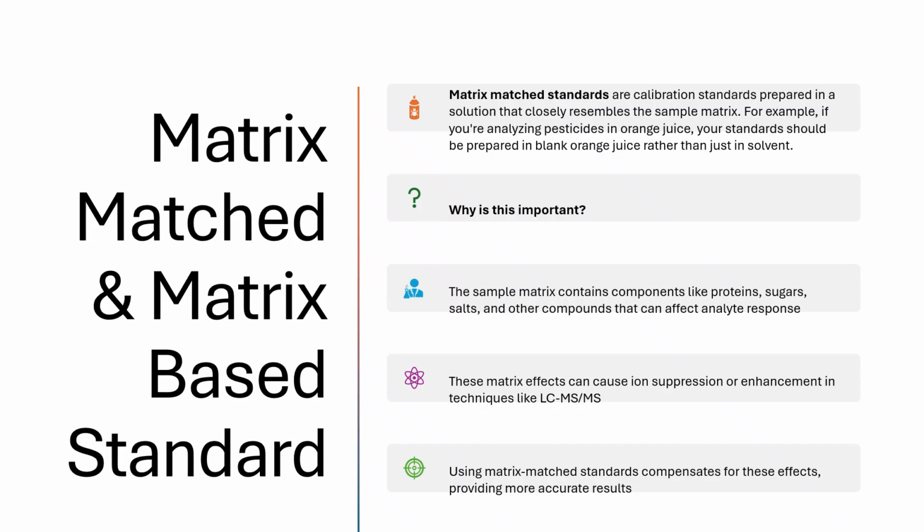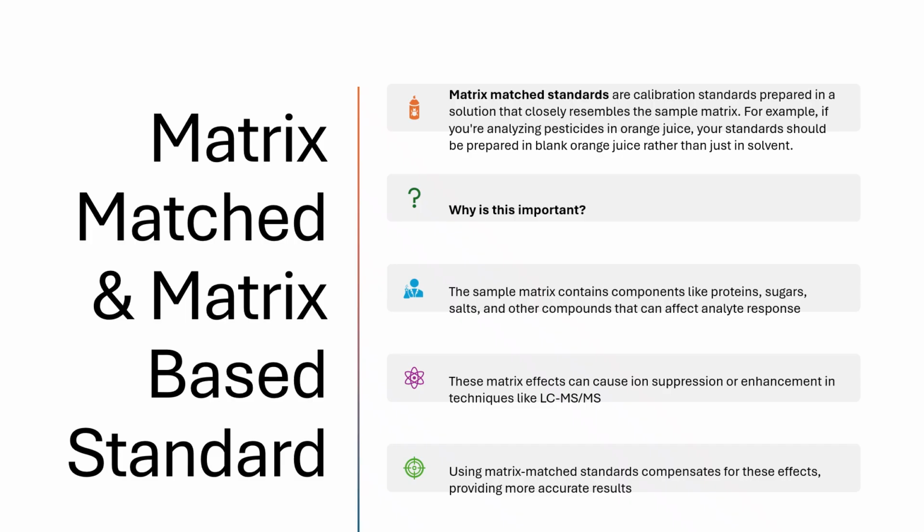So let me start with matrix matching, which is crucial for accurate quantification. Now let me tell you something: after 2 years of experience, I came to know why it is so important to know what is matrix match standard and what is matrix based standard.